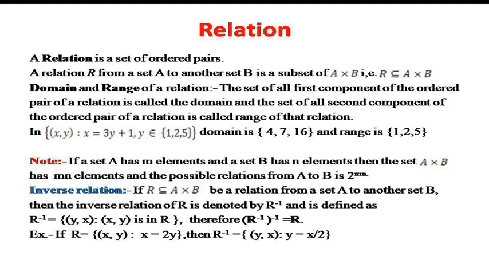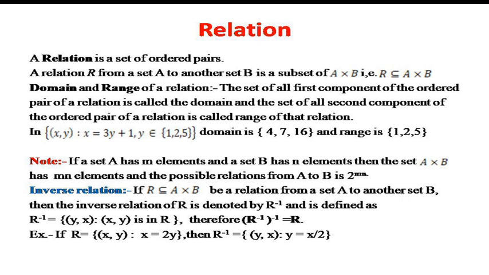Here I am giving one example. R is a relation which contains the ordered pairs (x, y), which are related to each other by the relation x = 3y + 1. Here x is your first component, y is your second component. And the values of the second component are given as 1, 2 and 5. So directly we can say that the range of this relation is nothing but the set containing 1, 2 and 5.